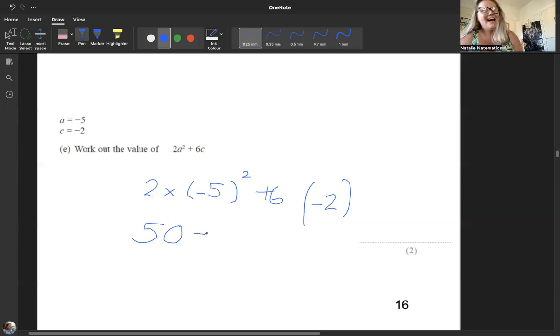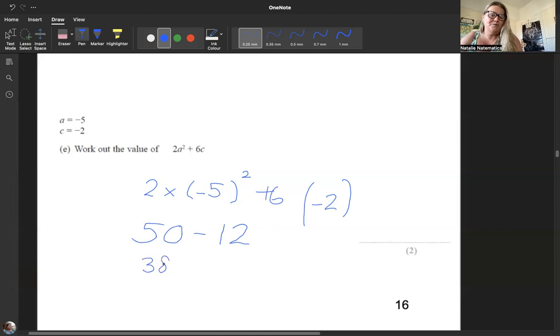Sorry, I've done exactly the same as I did before. 6 times -2 is -12. At least I notice these things. Sometimes I don't as I'm going through. There we go. So it's 50 -12. Take 2 off, it's 48. Take another 10, it's 38.